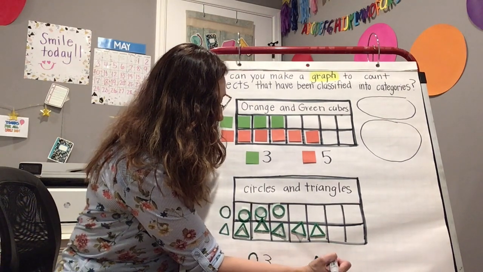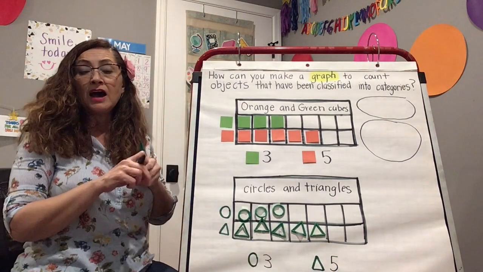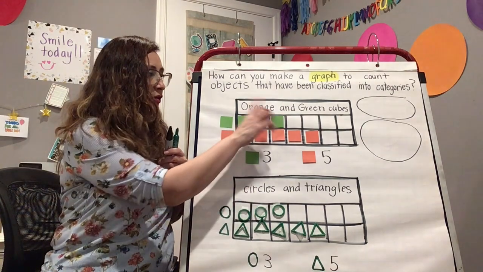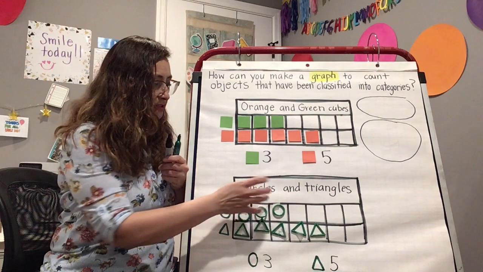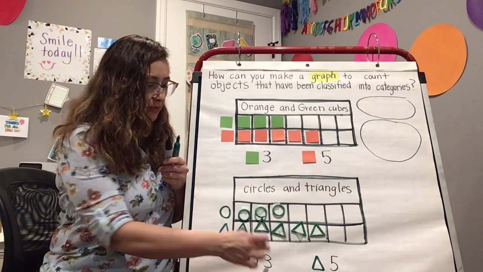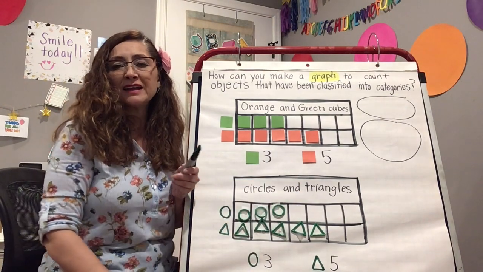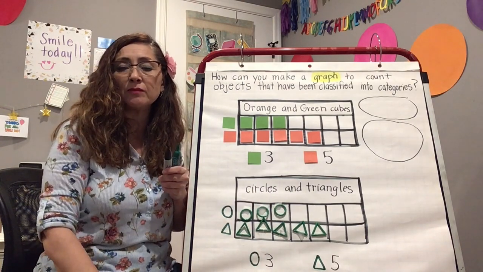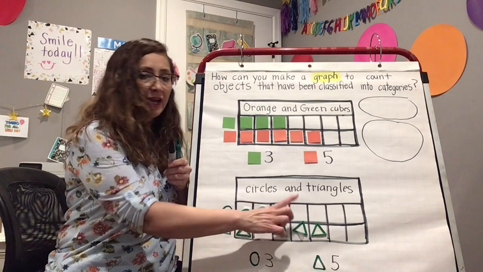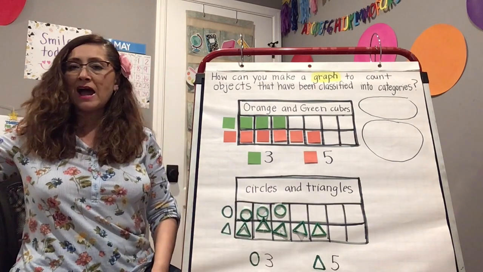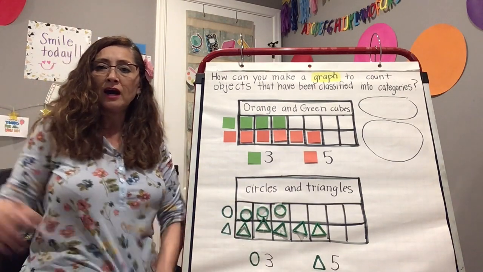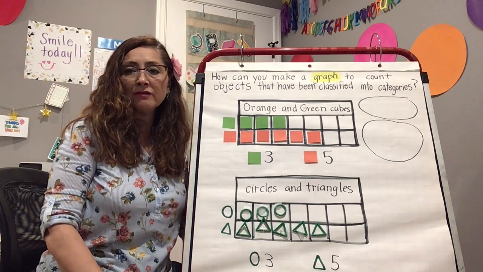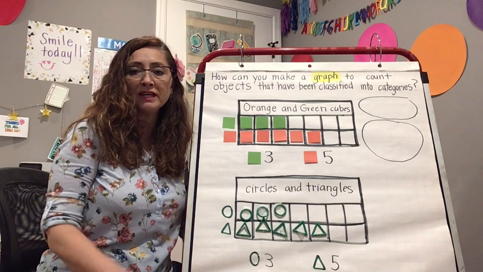Okay. All right. Now, I know that some of you are thinking, oh, it was the same as the orange and green cubes and circles and triangles here, 3 and 5, right? Yeah, sometimes the objects are different, the numbers are the same, but you need to make sure you check and read the graph in order to know how many objects of each you have, and maybe how many you have more or how many you have less.